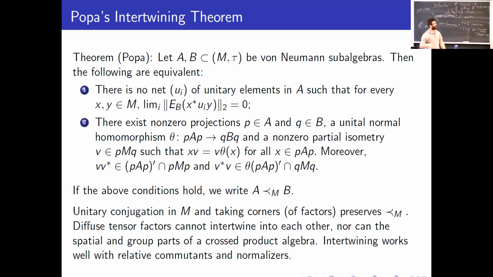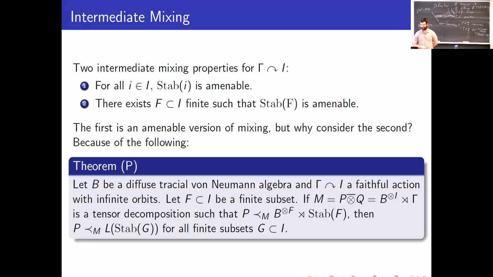If you had some calculation that contradicted that, you would get a very strong statement about your algebra. It's also generally helpful, not just for primeness; this intertwining works really well with both relative commutants and normalizers, and also quasi-normalizers. All right, so I've explained the notation. If P intertwines into something with finitely supported spatial part, then it can also be conjugated by a partial isometry into any stabilizer you want.